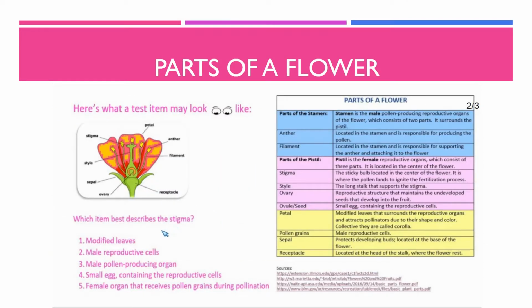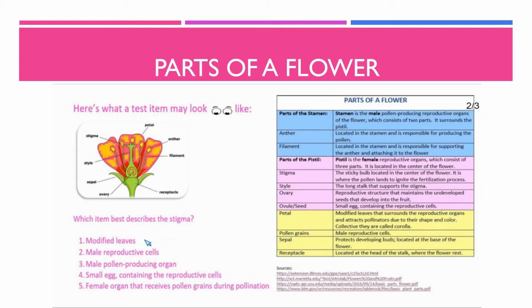Here's what a test item may look like. Which item best describes the stigma? And here you have your 5 options. You have option number 1, modified leaves, 2, male reproductive cells, 3, male pollen producing organ, 4, small egg containing the reproductive cells, and 5, female organ that receives pollen grains during pollination.